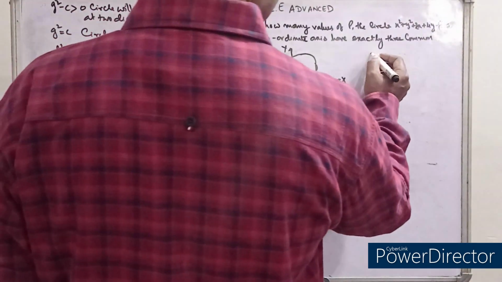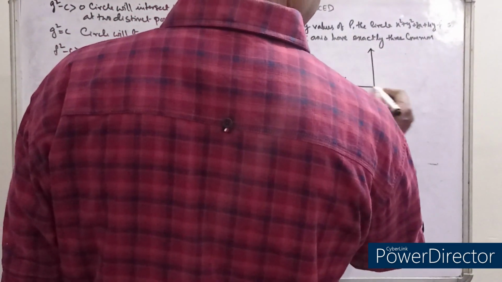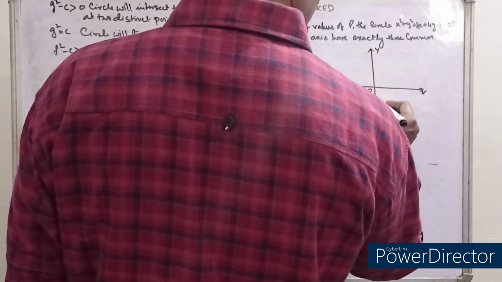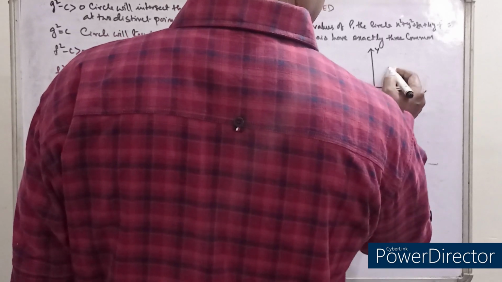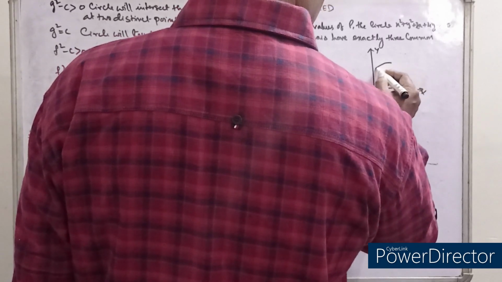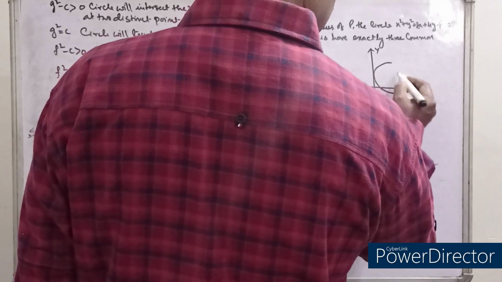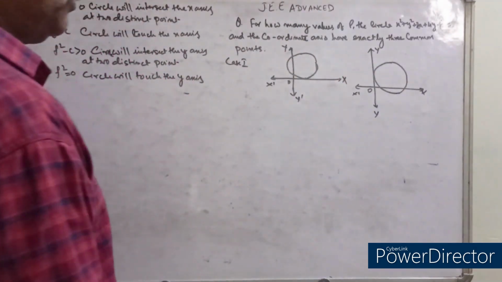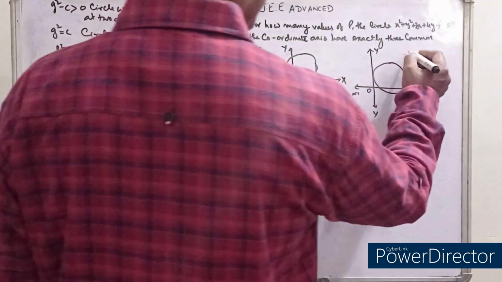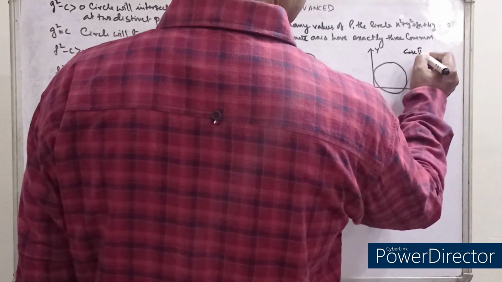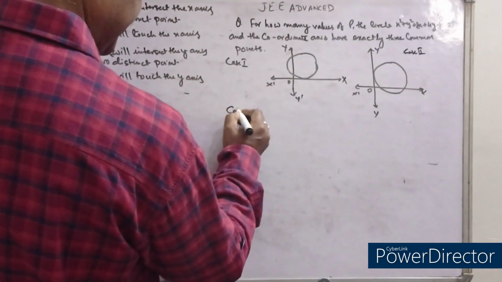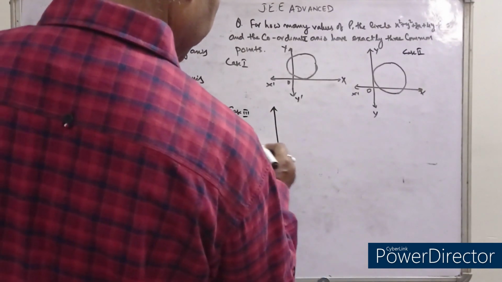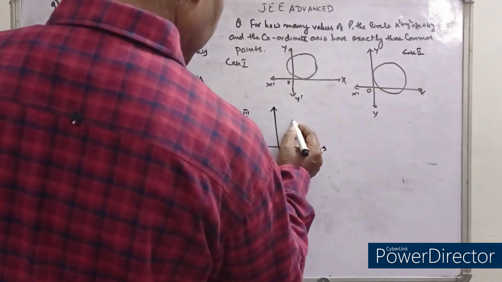And another case, it can be like this, the circle with x o x dash and y o y dash. Here the circle will touch the y-axis and it will intercept the x-axis at two distinct points. So here 1, 2, 3, there are three common points. This can be another case, that is case 2. And your third case, case 3, it can be like this: the circle passes through the origin.